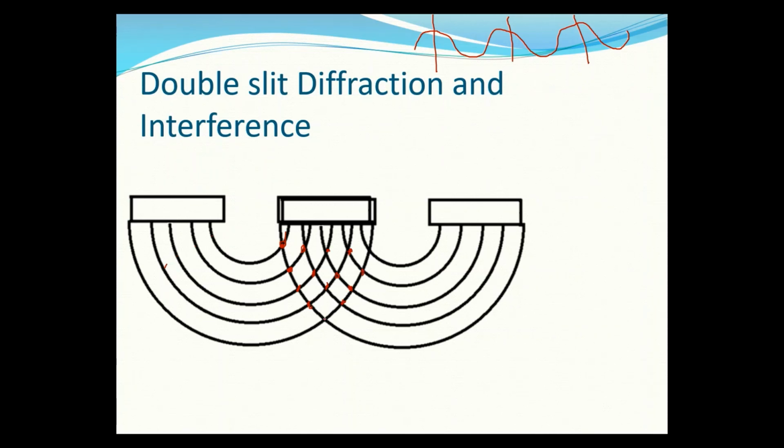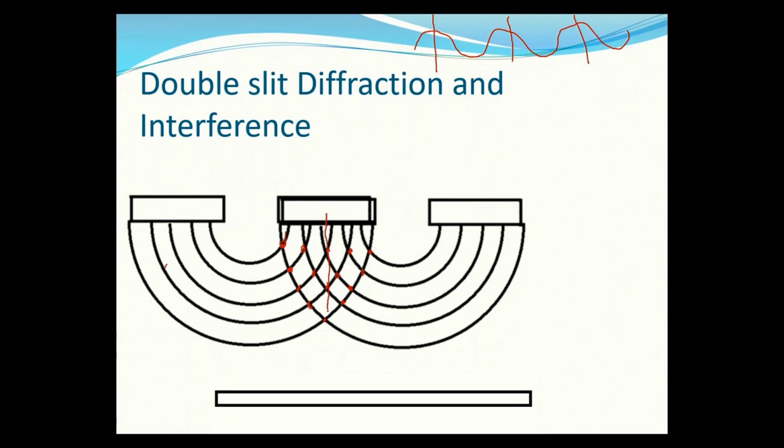So these are where crest matches with crest, and where crest matches with crest, you get constructive interference. Right down the middle here, we get crest matching with crest, and we get a nice bright line. We'd get that again here, and again here. I think I drew that wrong. Sorry, the next one would be here. So we get bright lines here, we get a bright line here, right?